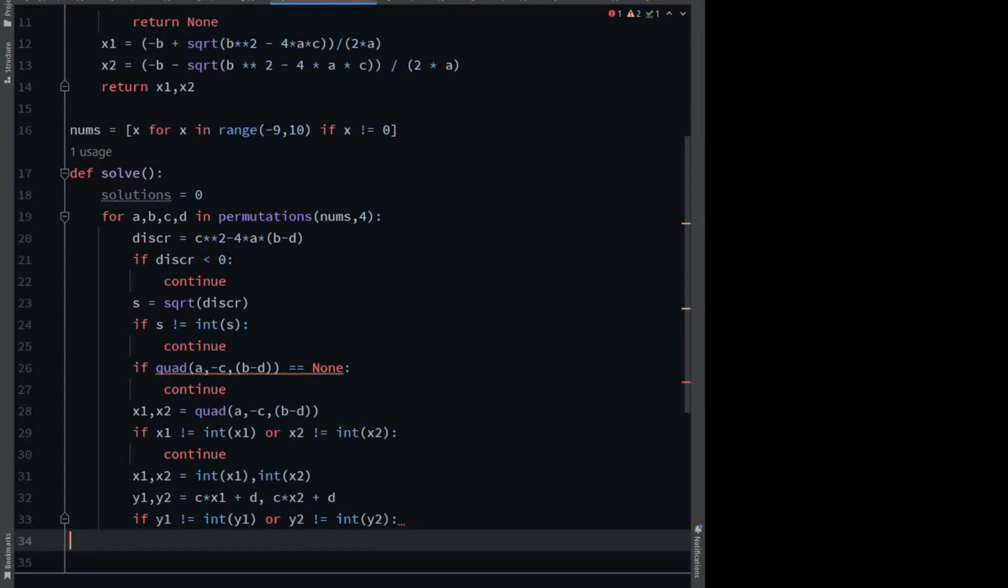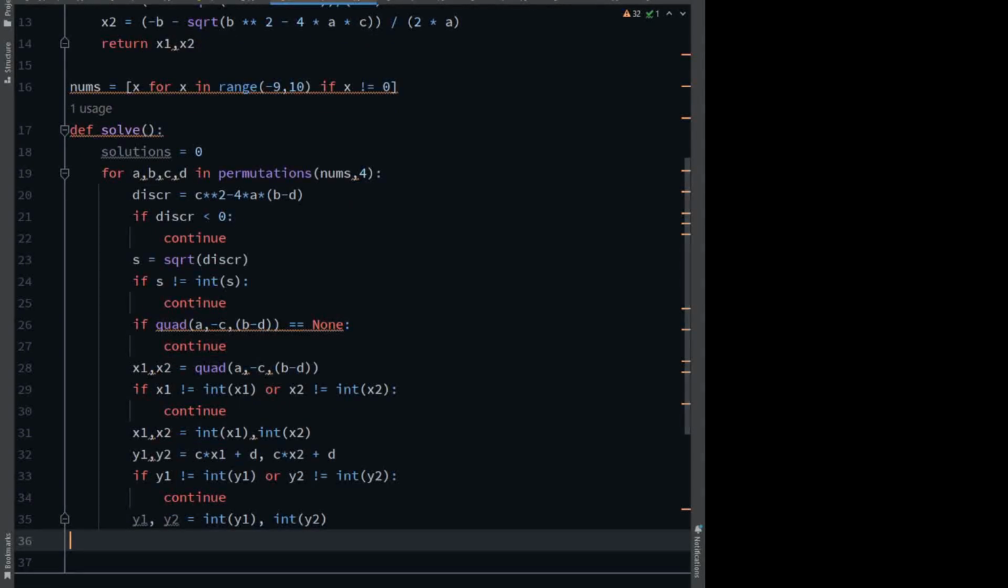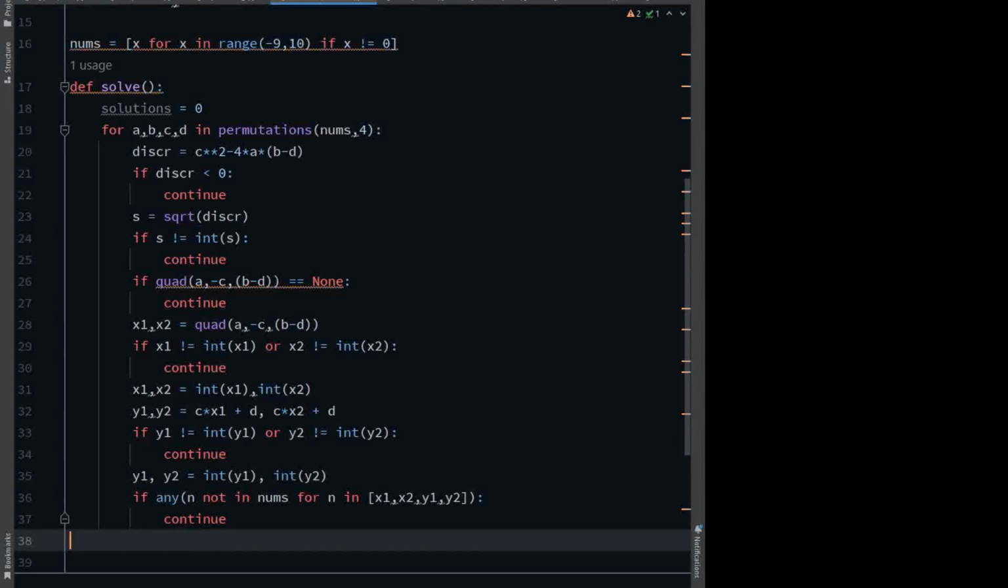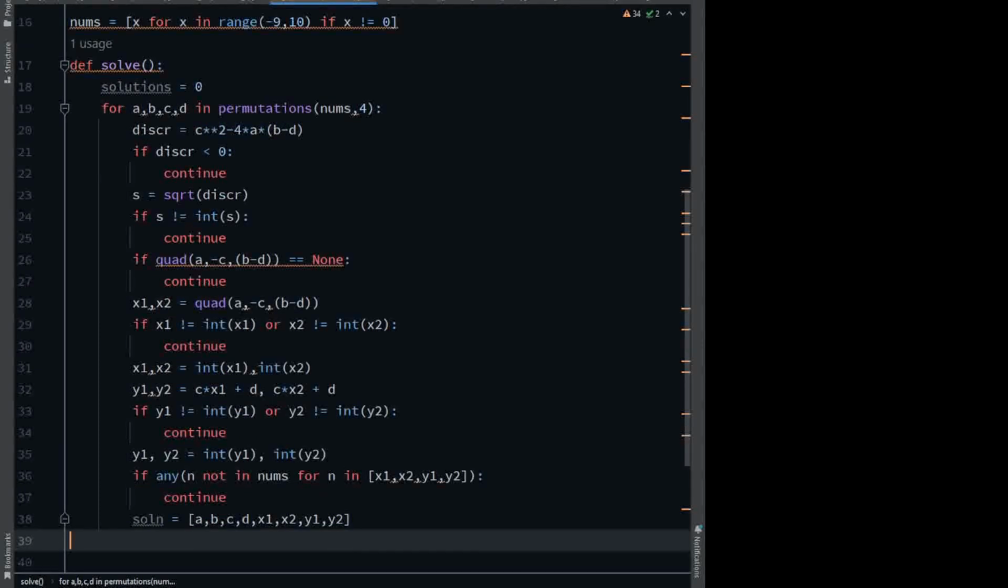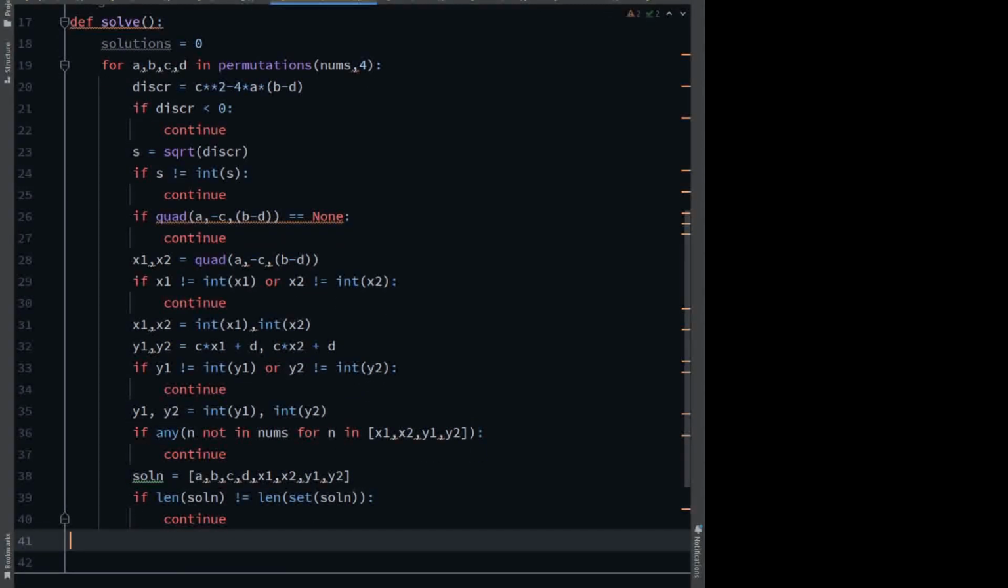Now, if they're not integers, continue. They're not the right numbers, so we get 4 more numbers and keep doing this until we get some that work. Otherwise, let's set those to their integer values, just so you don't have a 0.0 on it. We have to check. Here's the line where we check if any of those numbers are not in nums, if they're outside the range. Otherwise, our solution is that list of those 8 numbers. If there are any repetitions, the solution set will have a different length than the solution list. So can't have that. Otherwise, that is one of our solutions.